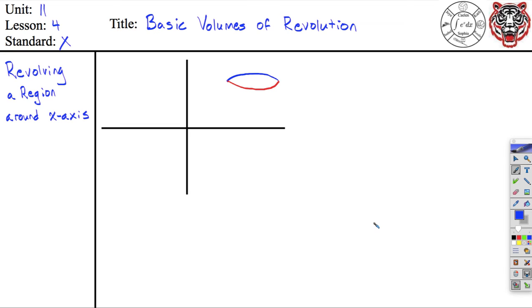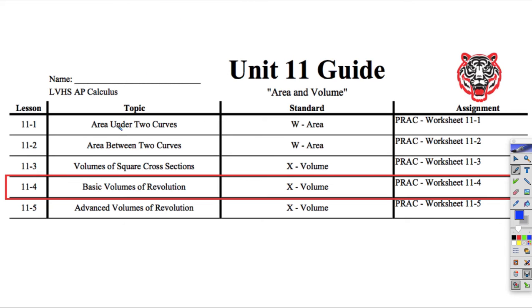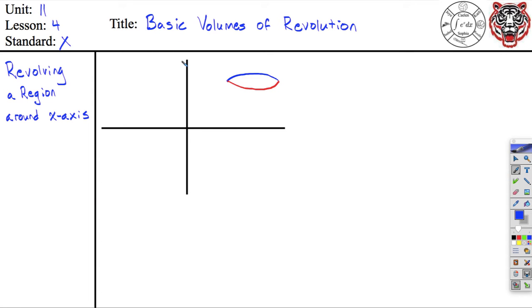This is AP Calculus, Unit 11, Lesson 4, and we are on our last standard, Standard X, which is volumes. So today's title is Basic Volumes of Revolution. Where are we in the unit? We are almost done. We're on our second to last lesson for the entire year. And then tomorrow we do Advanced Volumes of Revolution. And if you know anything about calculus and you're watching this video, we're talking about the washer method today.